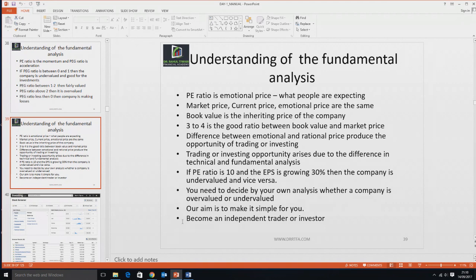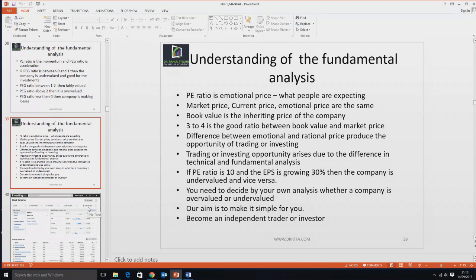Book value is the inherent price of the company, meaning its assets, its instruments, its land cost. If you sell a company, whatever the value of that company is on the book level. And for the ratio between book value and the market price, say 3 to 4 or up to 5, it's also a good ratio. Right, so this is just a quick refresher about what we have learned so far.